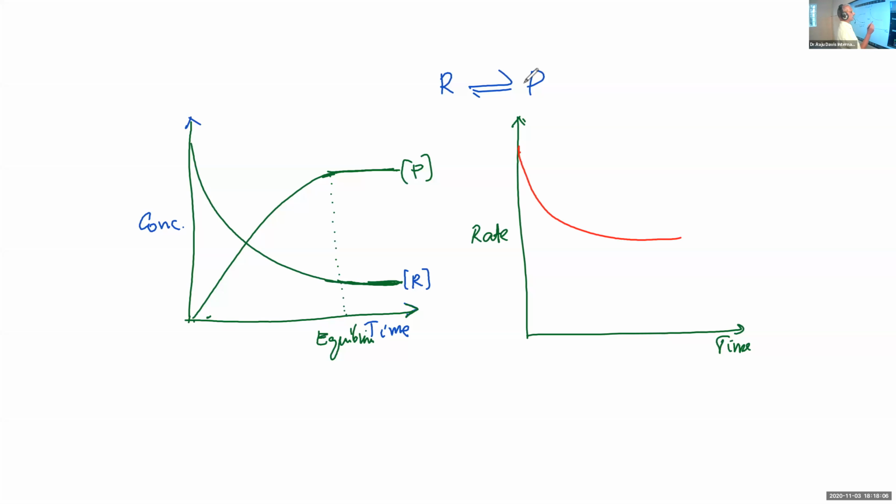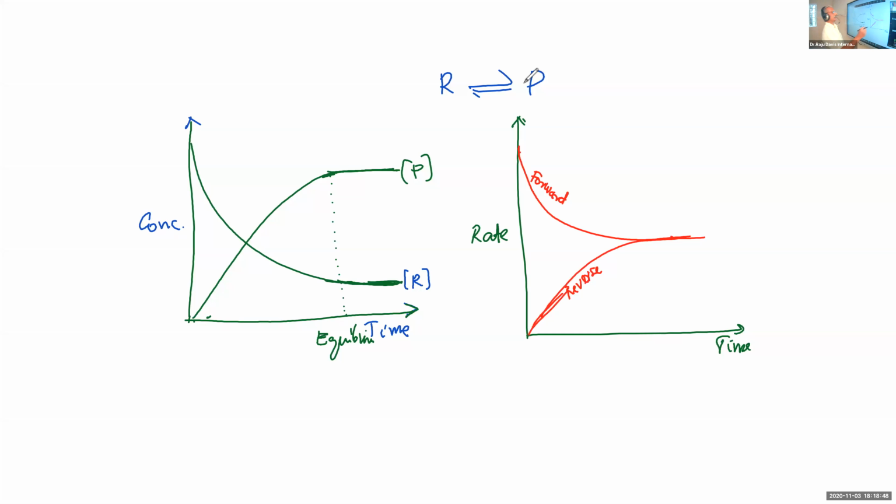See, after some time, the rate of the forward reaction decreases, like this. This is for the forward reaction. But you take the backward reaction or the reverse reaction. When time goes on, the concentration of the product increases, and therefore the rate also increases with time. And after some time, when equilibrium is attained, the rate of the backward reaction remains the same.